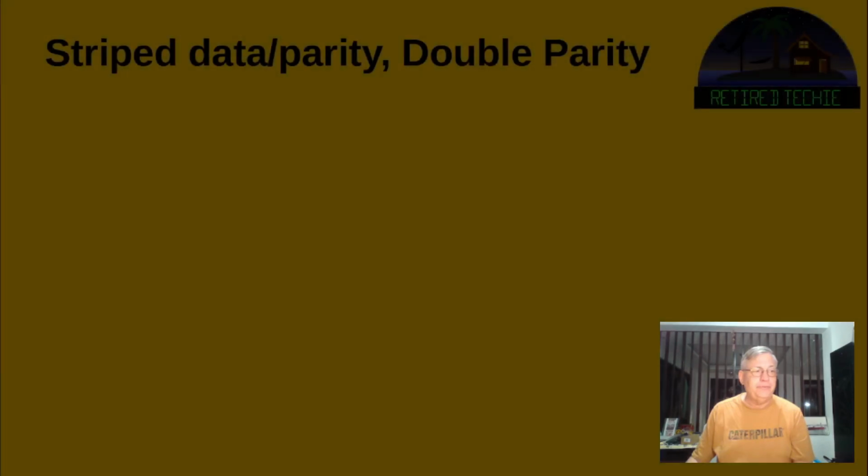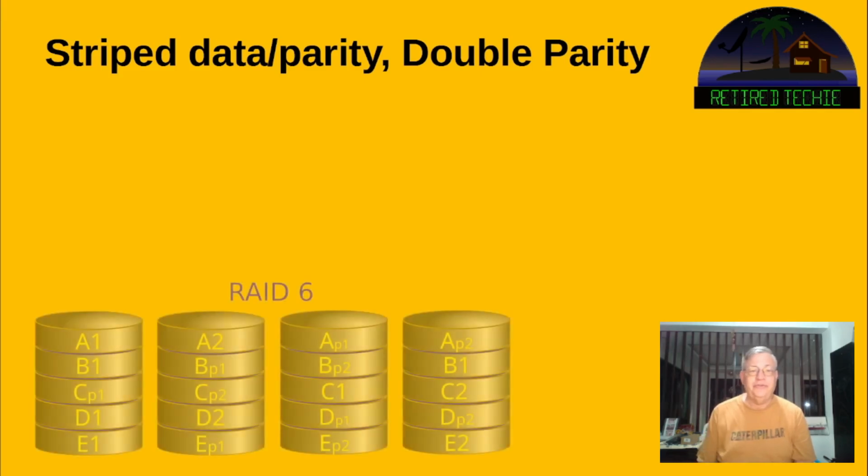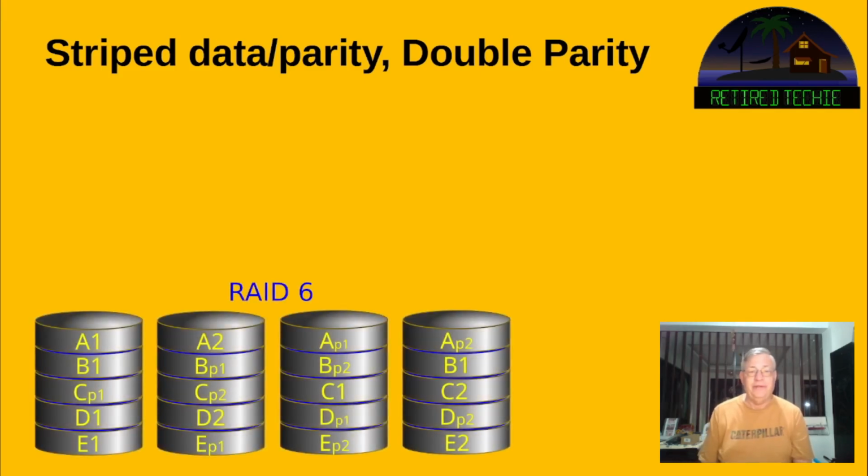All right, our next subject, striped data with double parity. This is RAID 6, and it differs from RAID 5 in that you've got two sets of parity data written across your drives. So we've got, for example, A1, A2 data with A parity bit 1 and A parity bit 2, and so on, but it's double the parity, so you lose twice as much storage as with single parity. However, first you need a minimum of 4 drives to make this happen.